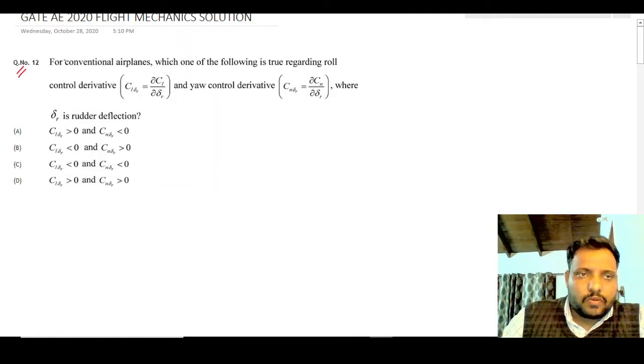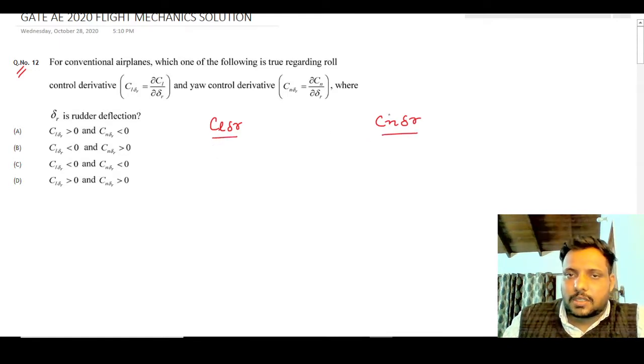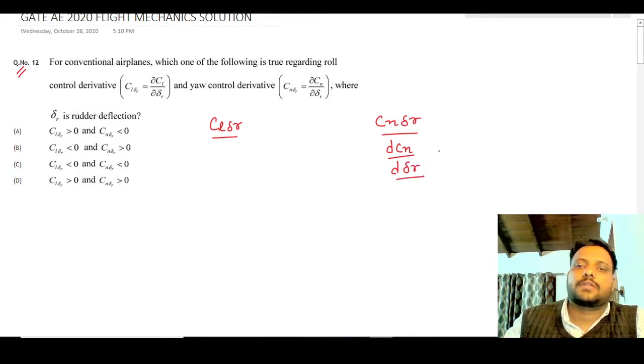So question number 12, for conventional airplanes, which one of the following is true regarding roll control derivative and yaw control derivative? Where CL delta R, Cn delta R, both control derivatives are taken in the context of rudder deflection. Okay, so first let us take Cn delta R, which is the yaw control derivative. So Cn delta R is change in yawing moment coefficient with respect to change in rudder deflection.